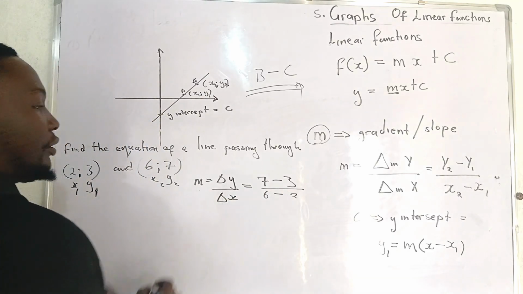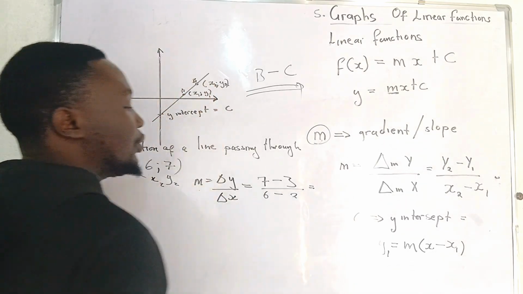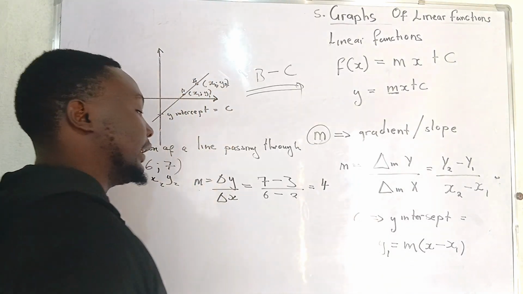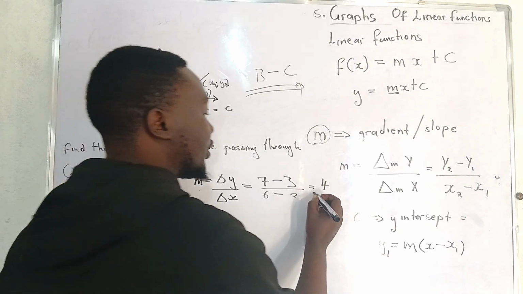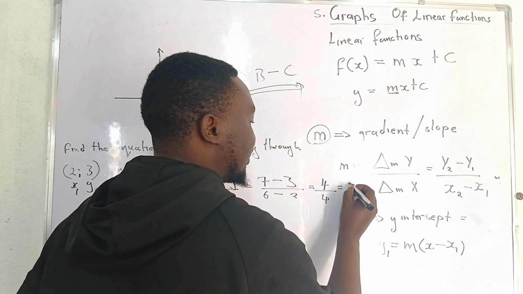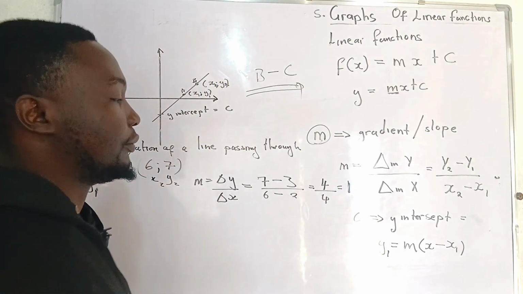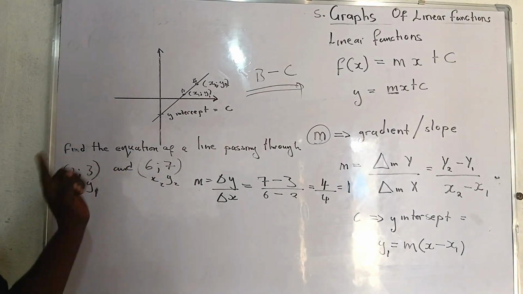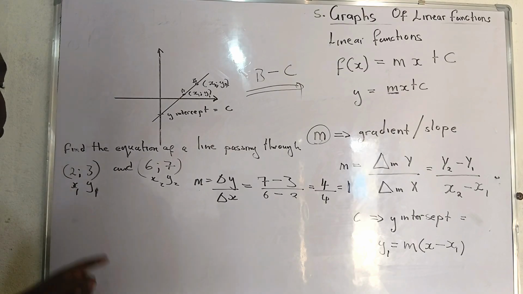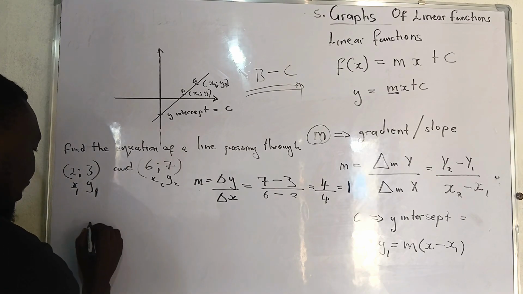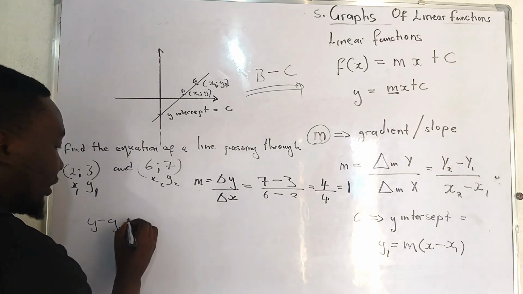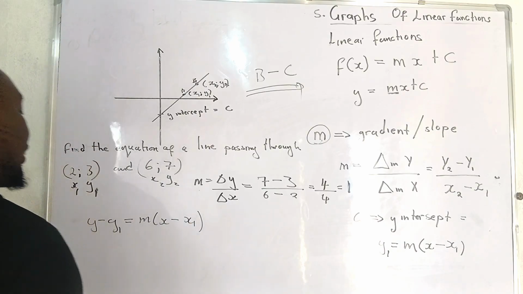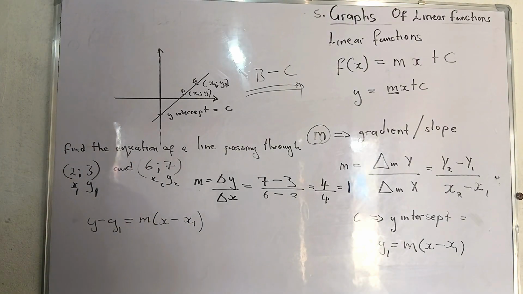So we are doing this in order to find m, which is equal to 7 minus 3, that's 4, over 6 minus 2, that's 4. So our gradient is 1. After we find out that our gradient is 1, we are going to take either of the points. Either of the points works. We use the formula y minus y1 equals m times x minus x1. So we put either of the points. I'm going to go with this one.